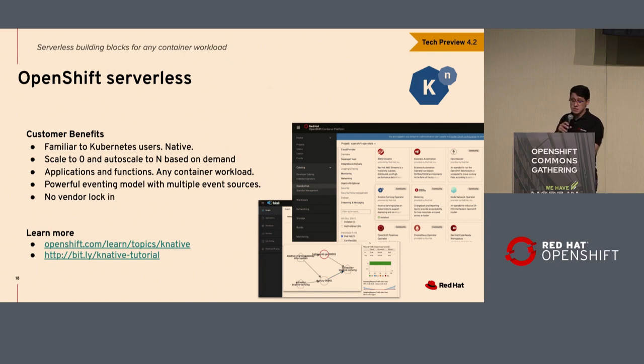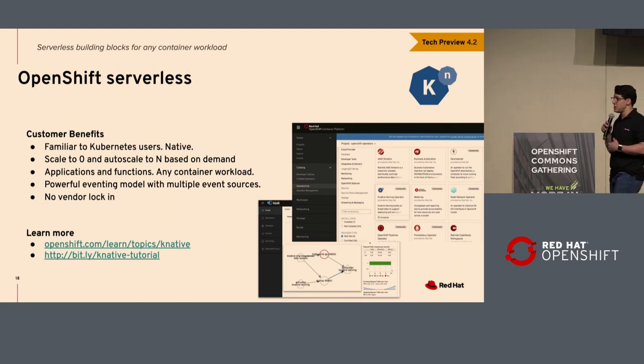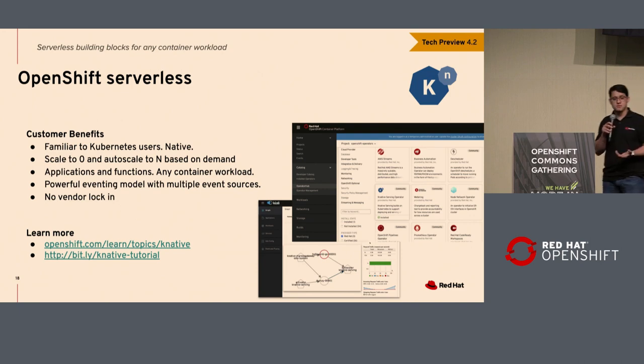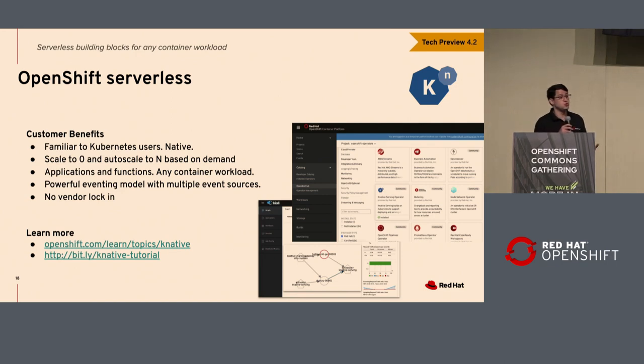The main benefits, to summarize, again, it's very familiar to Kubernetes users. If you are already using Kubernetes, using OpenShift, you don't have to learn a complete new stack and install a bunch of other different technologies on top of your Kubernetes to do that. Apply a couple of CRDs, extend the current Kubernetes you have, and you have serverless capabilities. It can scale to zero, just like you saw. It can auto-scale to N based on the demands you might have. It's not only for functions. Applications, functions, pretty much any container workload.